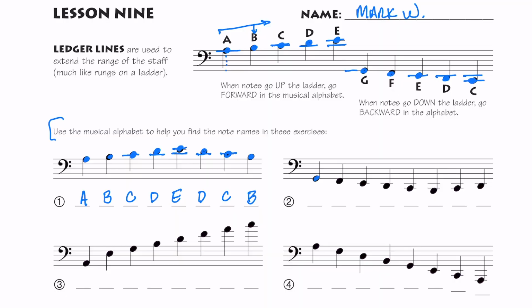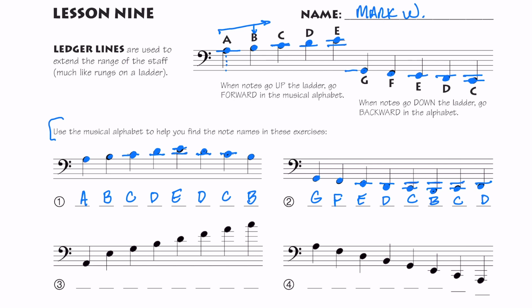So the bottom note, good. Now I'm working my way backwards in the alphabet. F, ledger line, E. Below E, but not 2 ledger lines, is D. So my C is going to have 2 ledger lines, and then below C is my B. Now notice I go back up, C to D. So I'm still using my musical alphabet, I'm just going past the range of the staff.